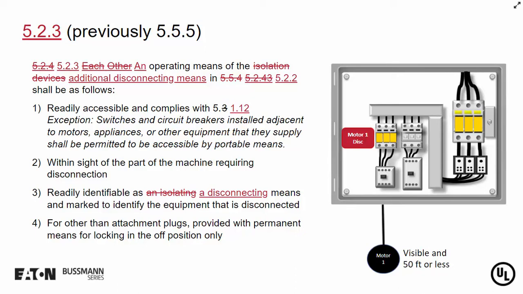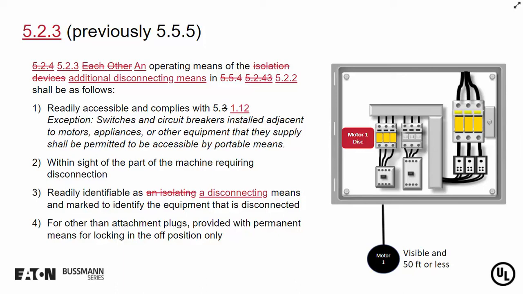And basically we have the requirements for operating the means of the additional disconnect, and these include, one, it must be readily accessible. It must be within sight of the part of the machine requiring disconnection, again, 50 feet, and I can see it. Readily identifiable as a disconnecting means and marked to identify the equipment that is disconnected.